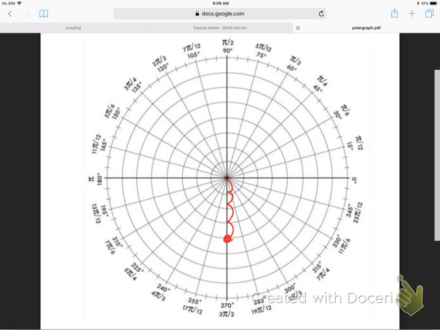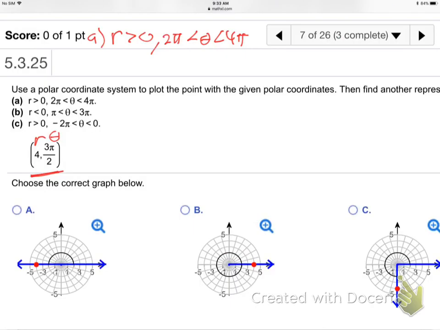Facing straight down and shooting the cannon a distance of 4. So this is 4, 3 pi over 2. So there's the location. Now what they want you to do in part A is say it with an angle that's more than 2 pi. Can you do that? Give you a second to do that.